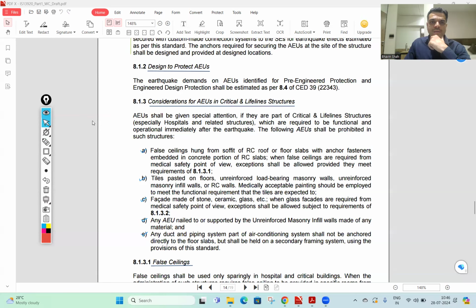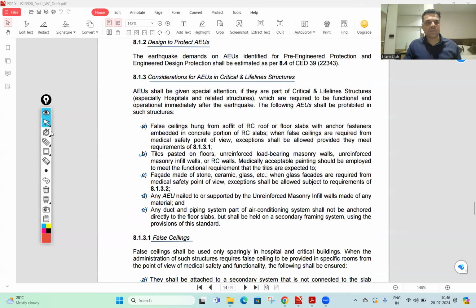Now, design to protect AUs: the earthquake demands on AUs identified for pre-engineered protection and engineered design protection shall be estimated as per para number 8.4 of CED 39-22343. In the subsequent paragraph, it is talking about consideration of AU in critical or lifeline structures.